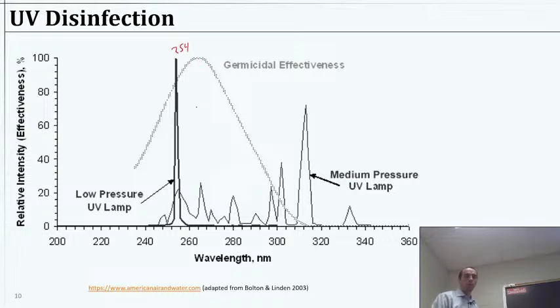Okay, but one thing we can see is this germicidal effectiveness. We have room. We could maybe hit 265 or something. Might be even slightly better than this, but we could even go as far as around 280 and have good effectiveness in terms of the UV absorption.